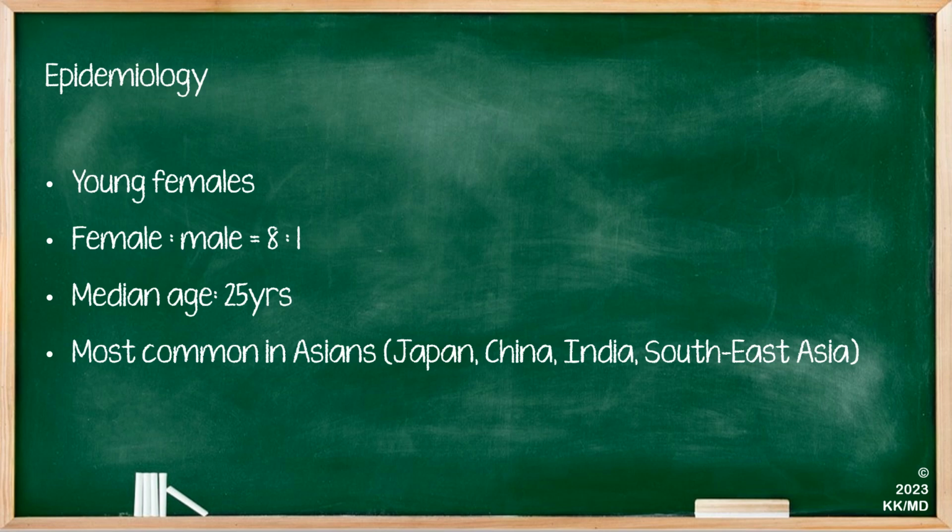In terms of epidemiology of Takayasu's arthritis, it's predominantly a disease of young females, and in fact the female to male ratio is 8:1. The median age of the disease is 25 years old, and also it's most common in Asian populations, including Japanese, Chinese, Indian and Southeast Asians.